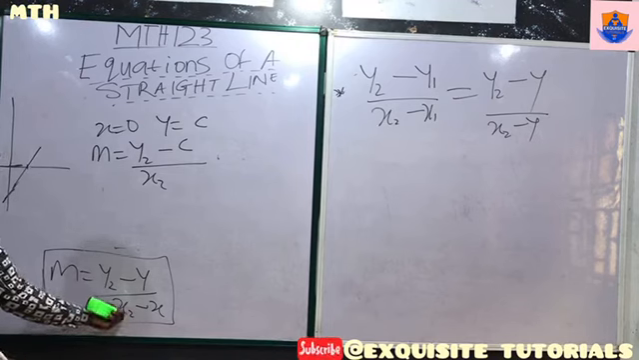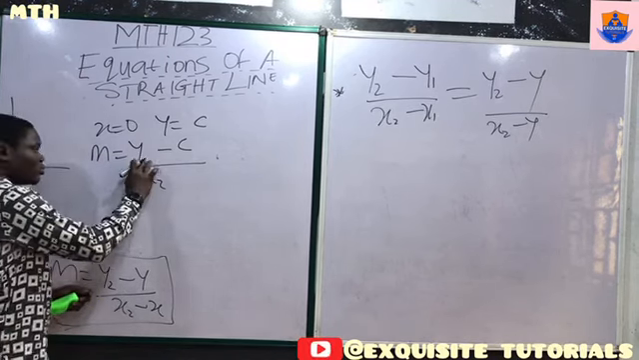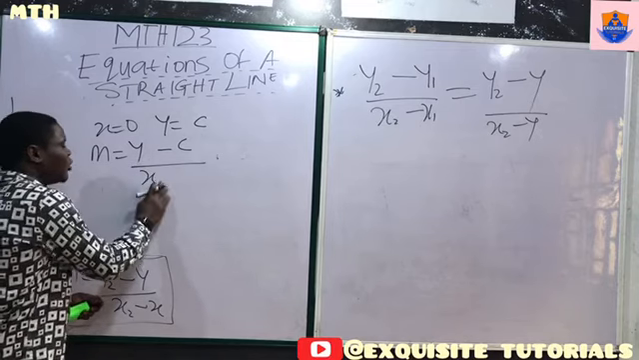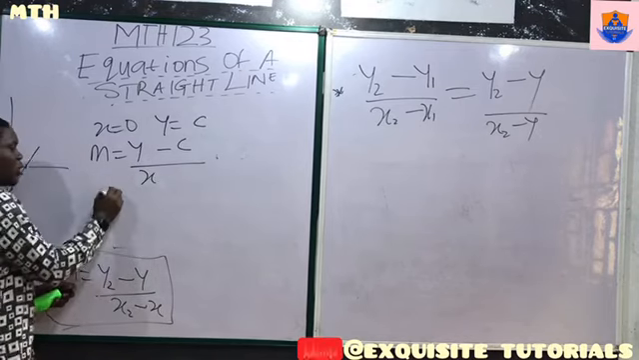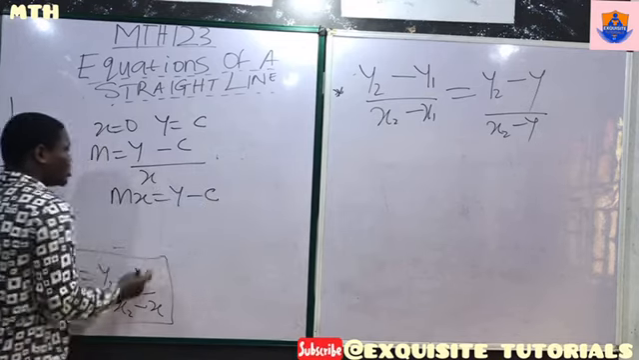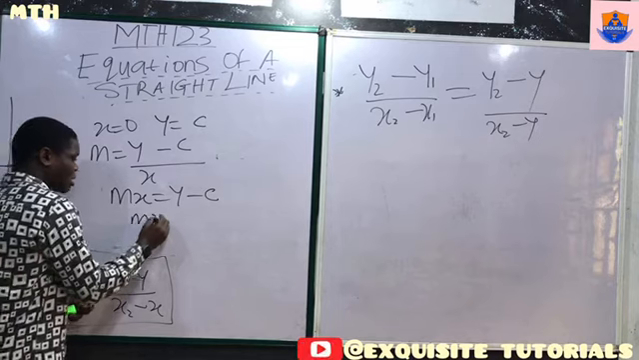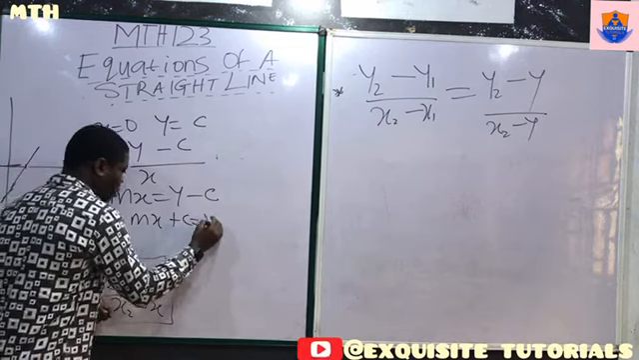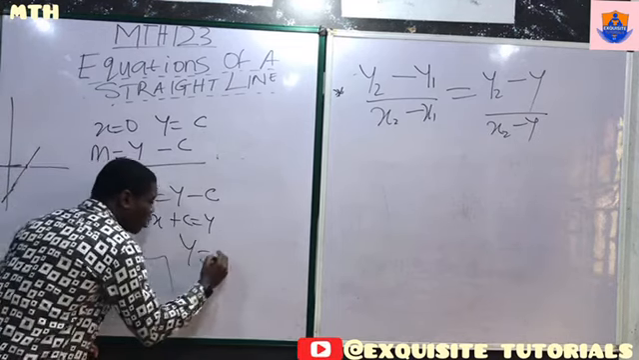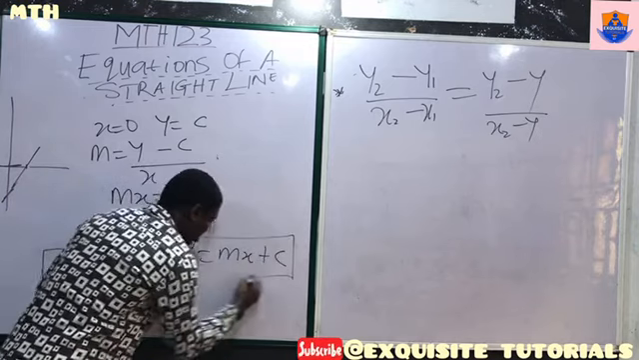Let me take this x2 as a variable and take this y2 as a variable. So if I take it as a variable, if I multiply this with this, I will have mx is equal to y minus c. If I take this one to this side, I will have mx plus c is equal to y. So the second form of the equation of a straight line is y equals mx plus c.